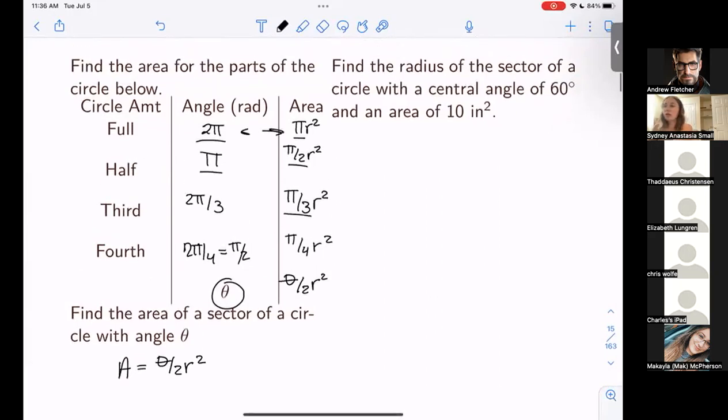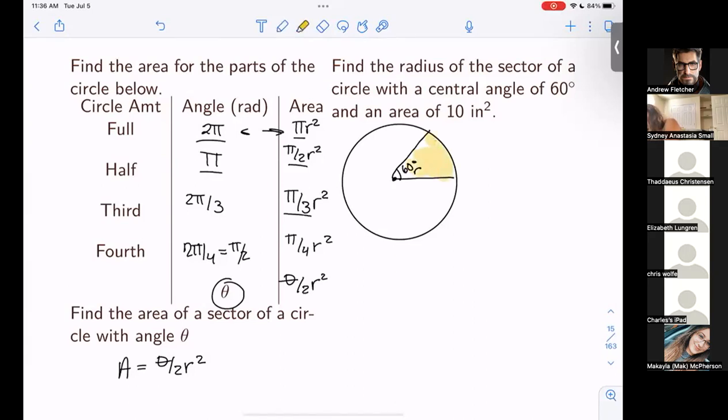Okay, so using that information, let's do a brief example. I want to find the radius of a sector of a circle with a central angle of 60 degrees and an area of 10 inches squared. The central angle is still just the angle we've been working with. Nothing special there. So here's a circle, and I want to solve for the radius right here. I know that this angle right here is 60 degrees. And I know that the area of this little chunk right here is 10 square inches.